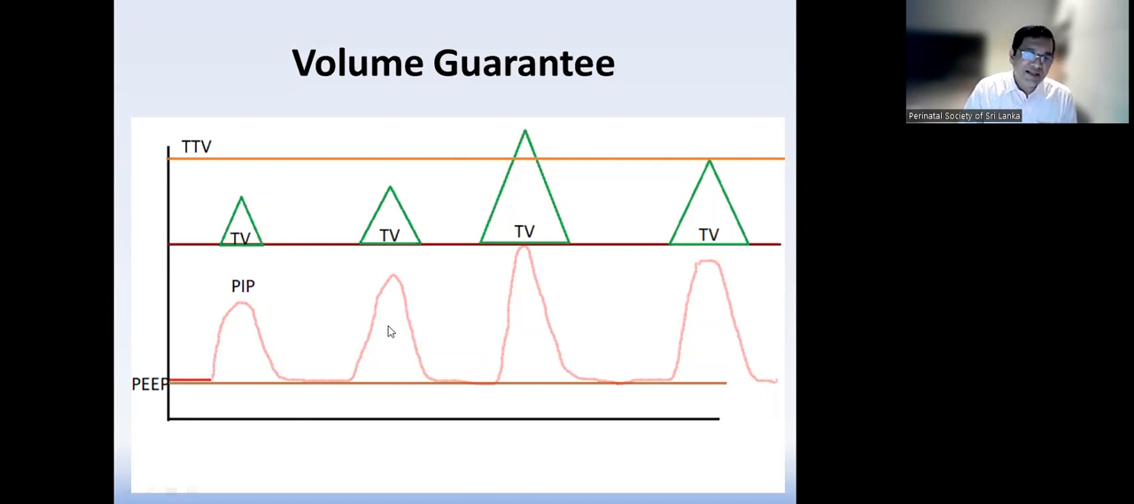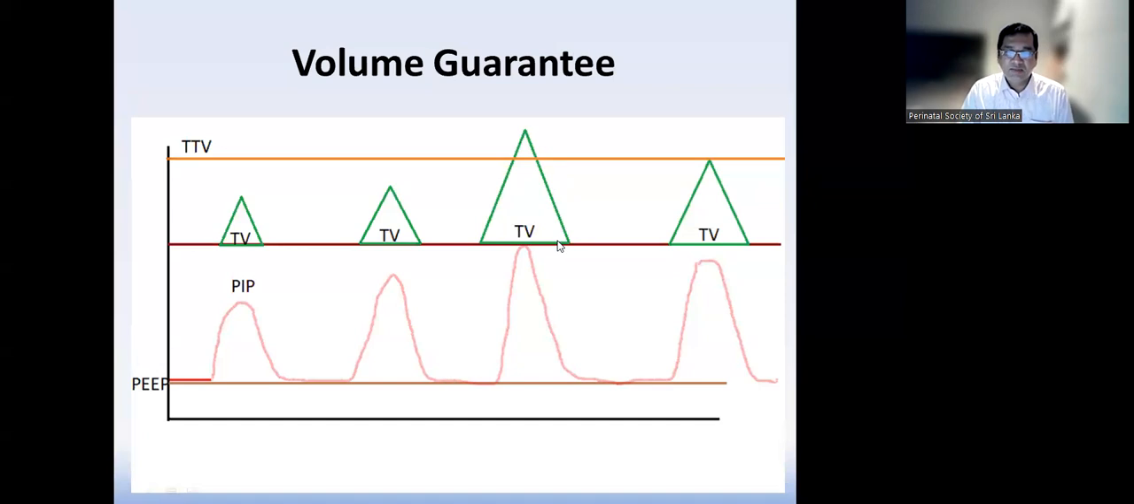So the machine analyzes the previous breath. Always before the next breath, it analyzes the previous breath. So the machine will understand, okay, I have still not delivered the required tidal volume. So it will increase the pressure again. Next breath, it will give a higher PIP. And with that, you get another tidal volume.